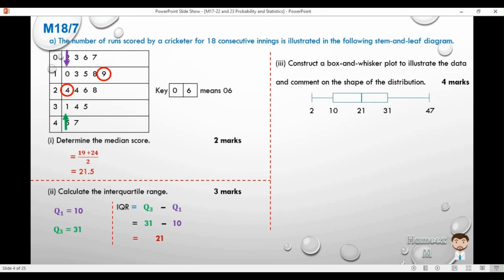And from here, we can tell that the whisker on the right-hand side, which is from 31 to 47, is much larger than the whisker on the left-hand side. As such, we can say that it is positively skewed or skewed to the right, as the whisker to the right is greater than the whisker to the left.